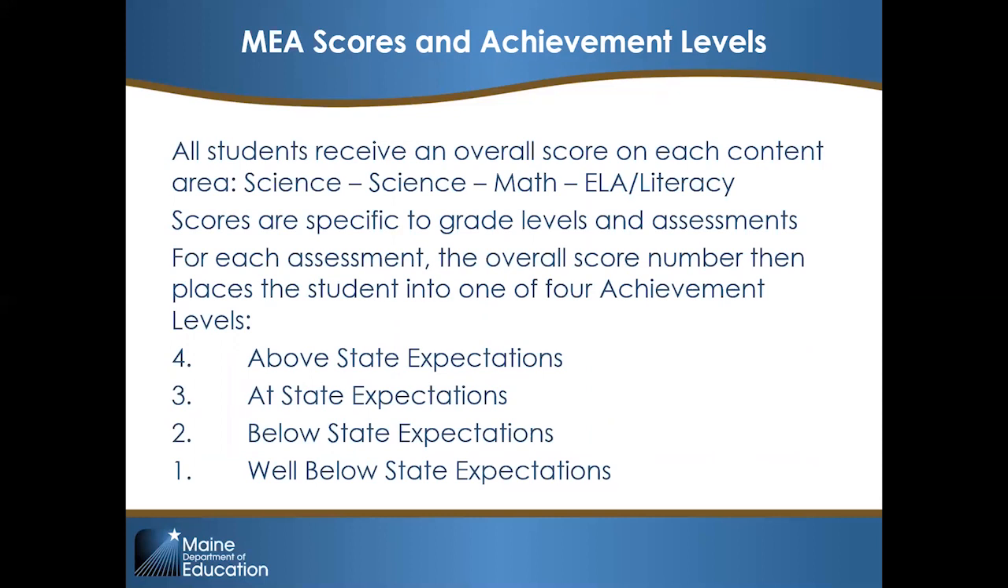For each assessment, the overall score number then places the student in one of the 4 achievement levels. Level 4, above state expectations. Level 3, at state expectations. Level 2, below state expectations, and Level 1, well below state expectations.